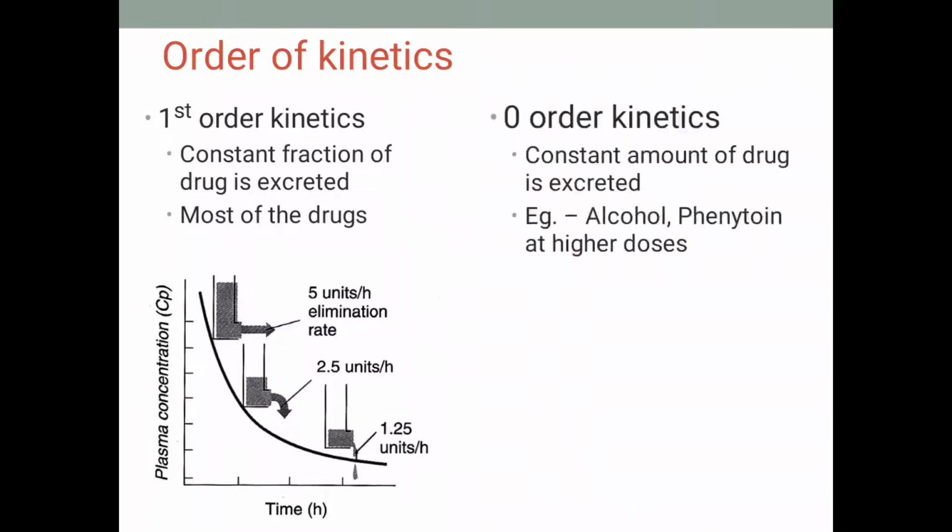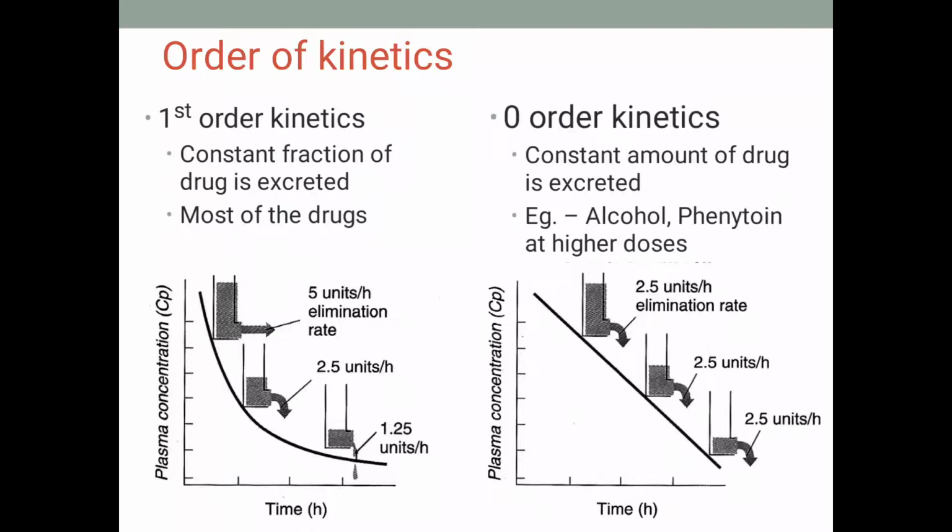Second kinetic is zero order kinetics. So in zero order kinetics, a constant amount of drug is excreted. So here constant amount means suppose the first time 50, then every hour 50, 50, 50, same, not 50 to 25 to 12.5. Let's see the example. You can see 2.5 unit per hour, then after 1 hour same 2.5 unit per hour, after 1 hour same 2.5 unit per hour. Means the amount is constant. So this is called zero order kinetics.